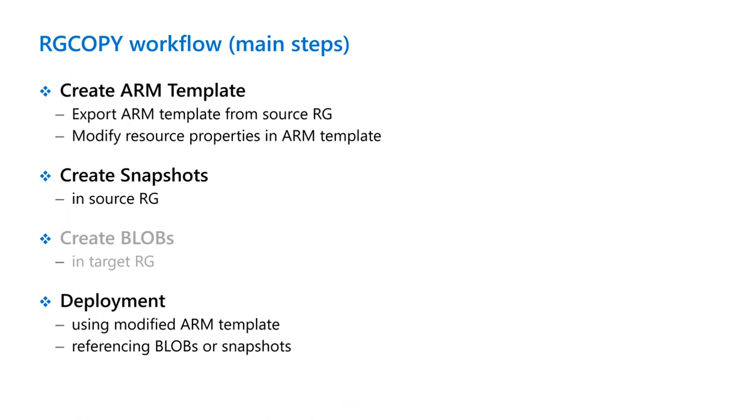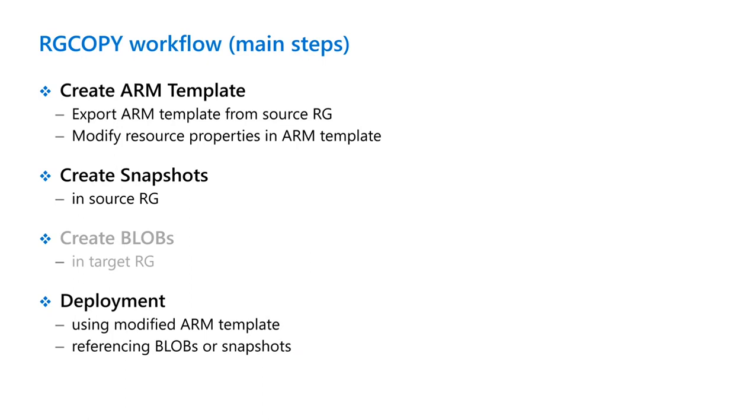RGCOPY consists of 7 main steps. Some of them are only needed in special cases. For simplification, I only show the 4 most important steps here. The first step is creating an ARM template. Therefore, the ARM definition of all resources in the source resource group is exported to a file. This ARM template is then modified by RGCOPY in order to change some resource properties.